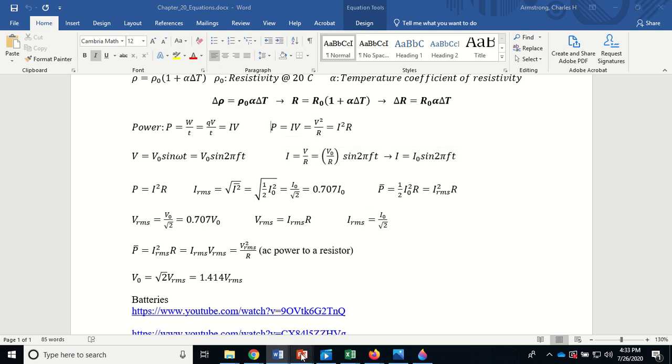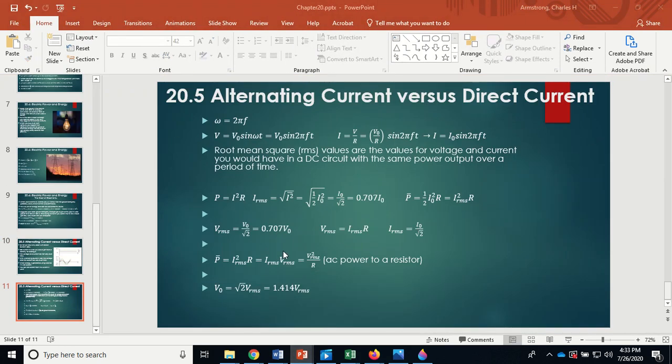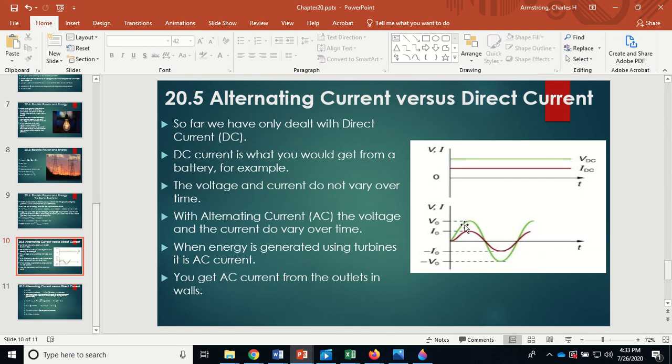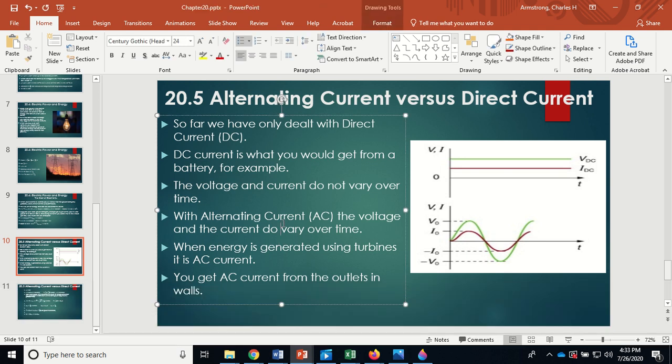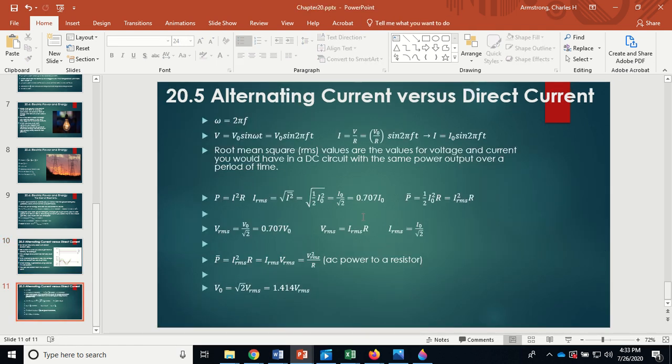That would be on these guys over here. There's the maximum voltage right here. There's the maximum current right there. Okay, that'd be V0, I0. They got them listed right there. Okay, and then I put them down here too. So there they all are. So this omega here is 2 pi frequency. So we get the same equation you just saw. Root mean square. Okay, those are values for the voltage and current you would have.